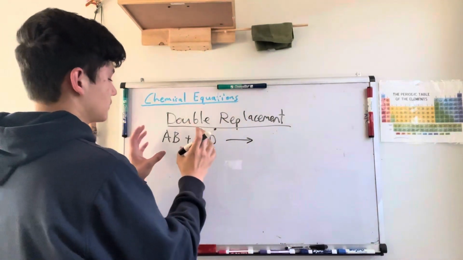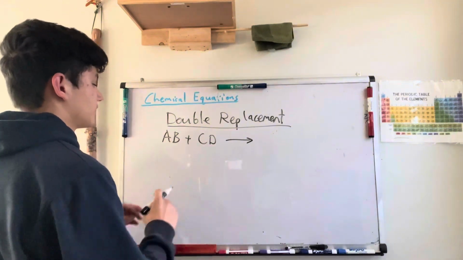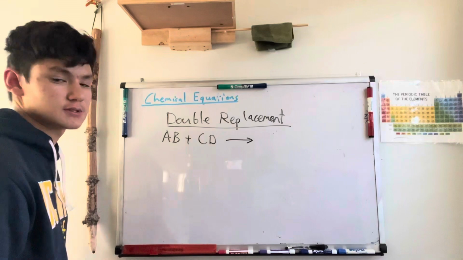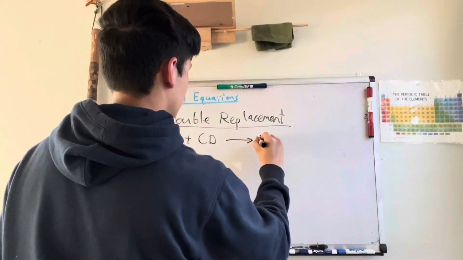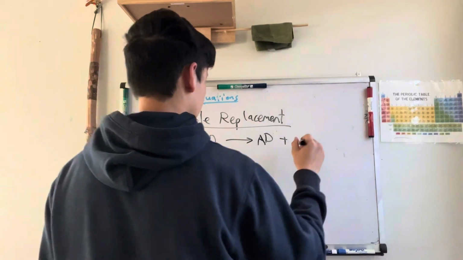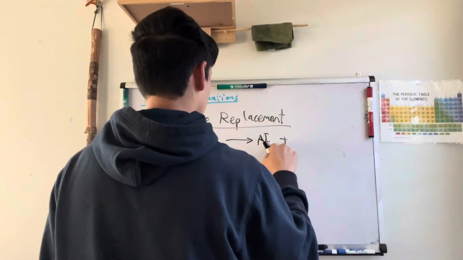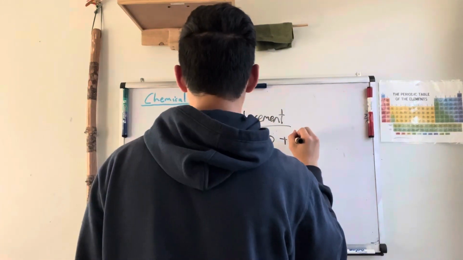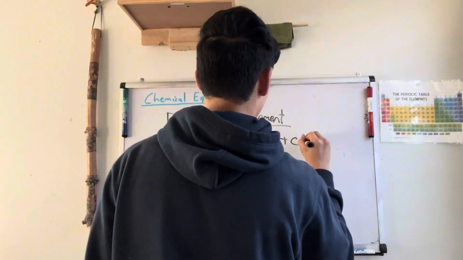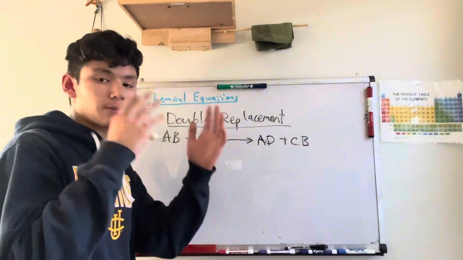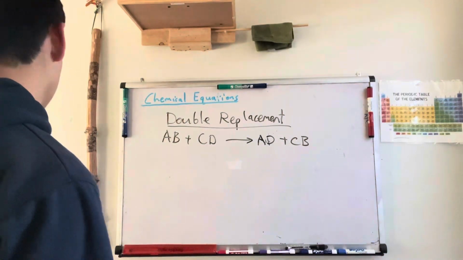And this can also be called a double displacement, and the definition is that either one of these molecules can switch with each other, but they're just doing a little switcheroo. Okay, so we get AD plus CB. Okay, they're just doing a little switcheroo. It's kind of confusing for students to wrap their head around this, so I'm going to try to make it as simple as possible.